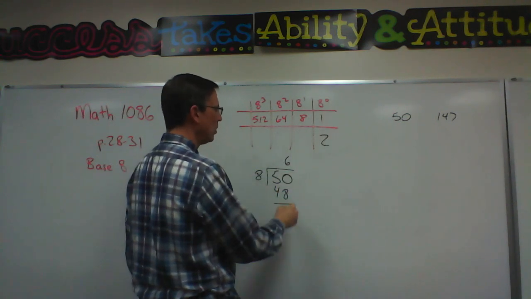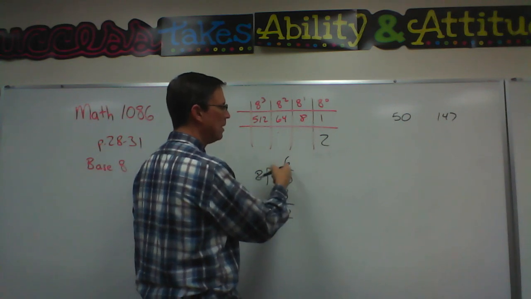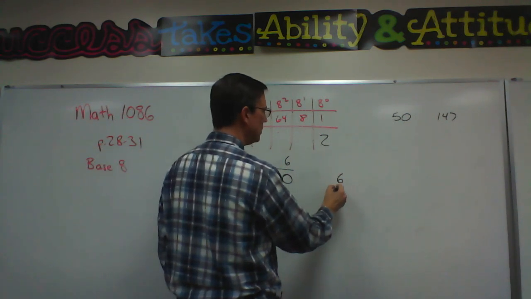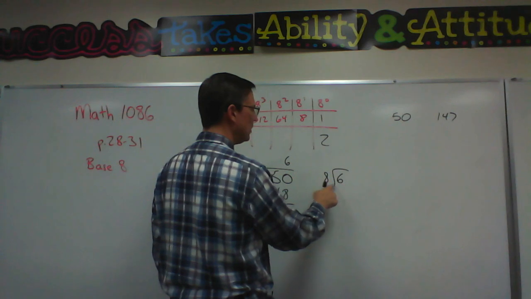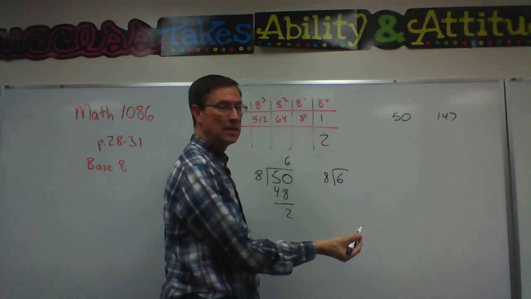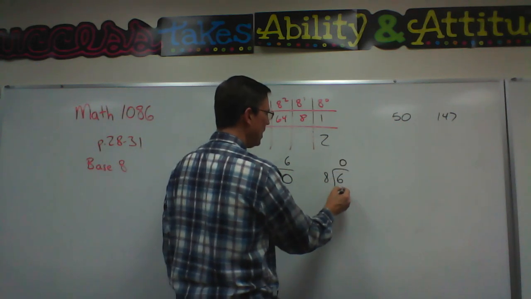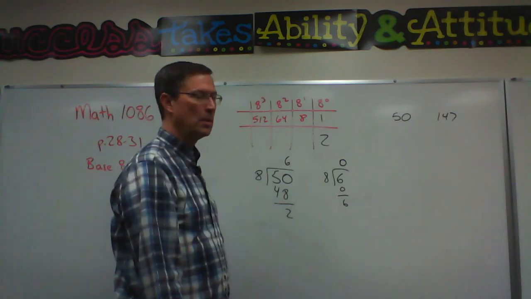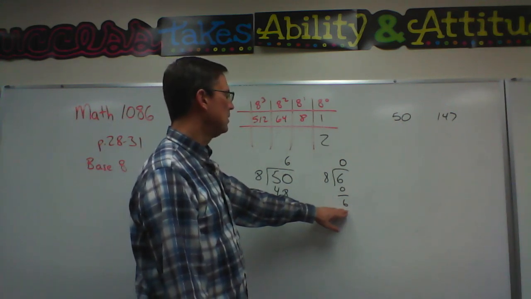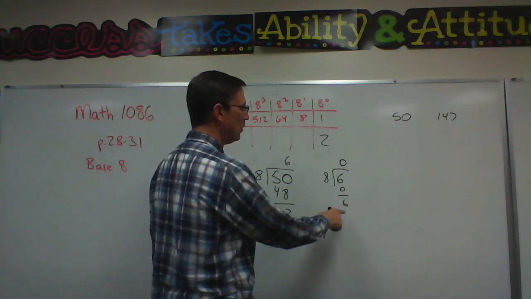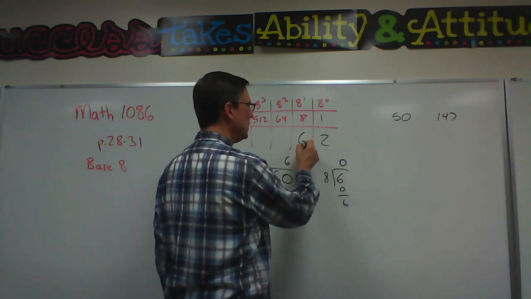Now we're going to go back in step 2, take the number that's on top, the quotient, and divide that by 8. Well, 6 divided by 8 is 0, okay? And we bring down the 6. So that means we have 6 in the remainder. So again, the remainder is what goes in the next column.